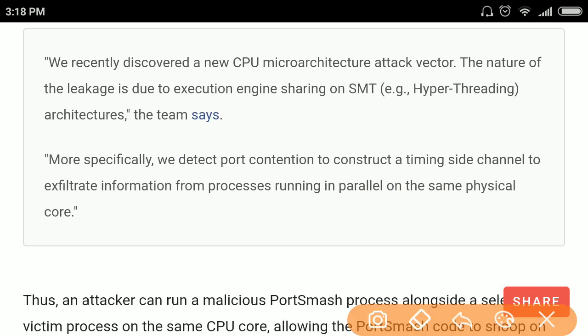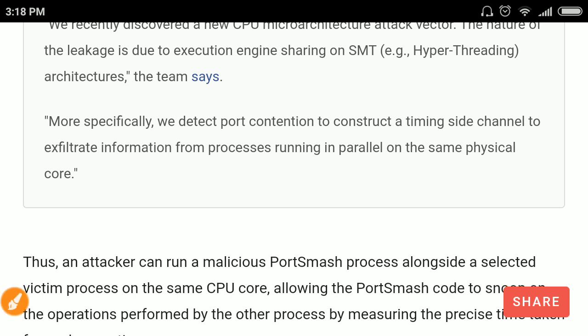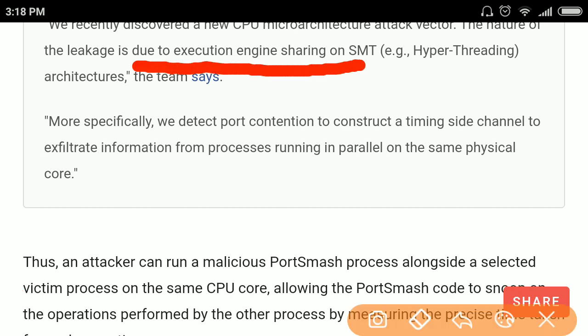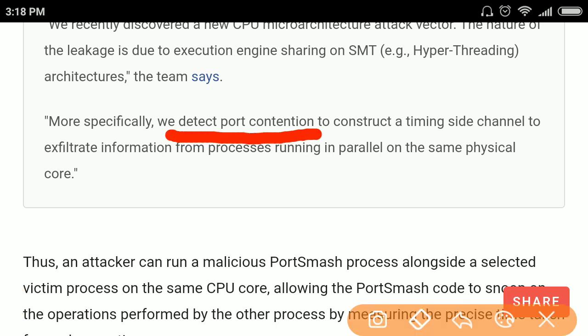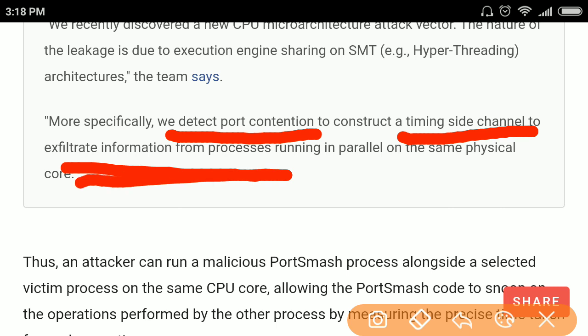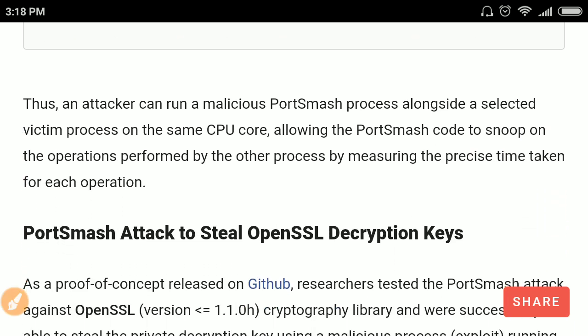So this is actually a CPU microarchitecture attack vector, and it is due to the execution engine sharing in the simultaneous multi-thread or hyper-threading architecture. They detected this port contention, and then they constructed a timing side channel to exfiltrate data from one process by using a malicious process on the same physical core.